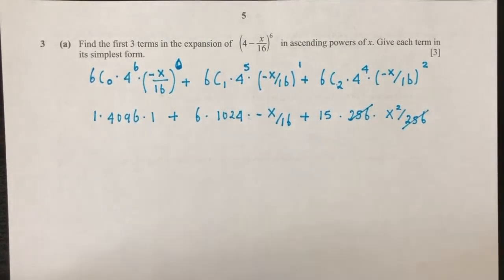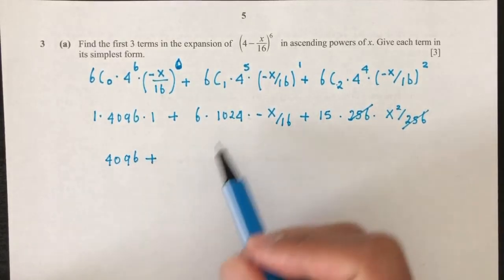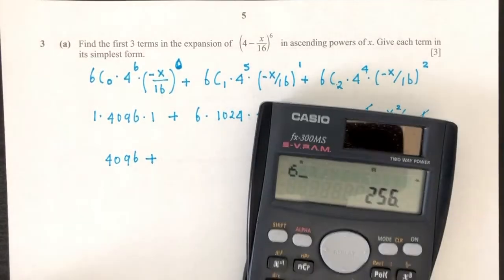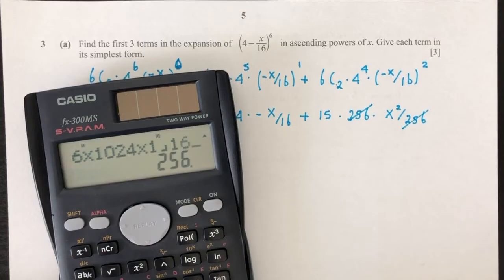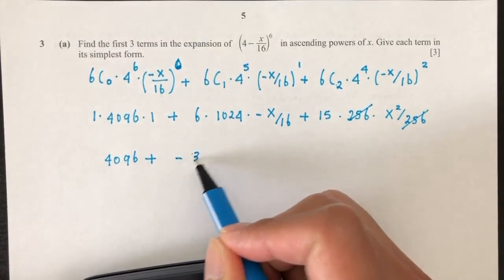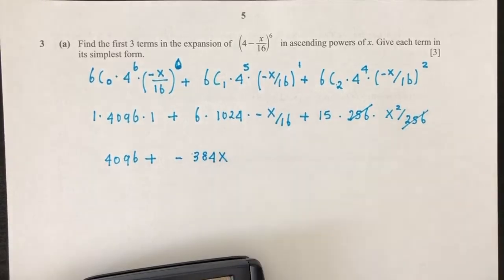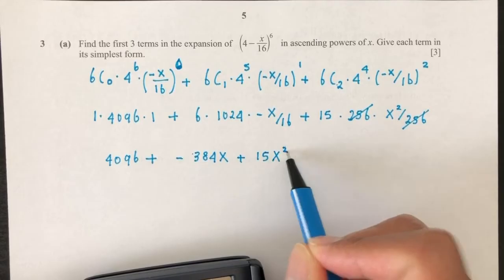And the first term will be just 4096 plus. So what is this one? So 6 times 1024 times 1 over 16. That will be minus 384x. And this one becomes plus 15x squared.